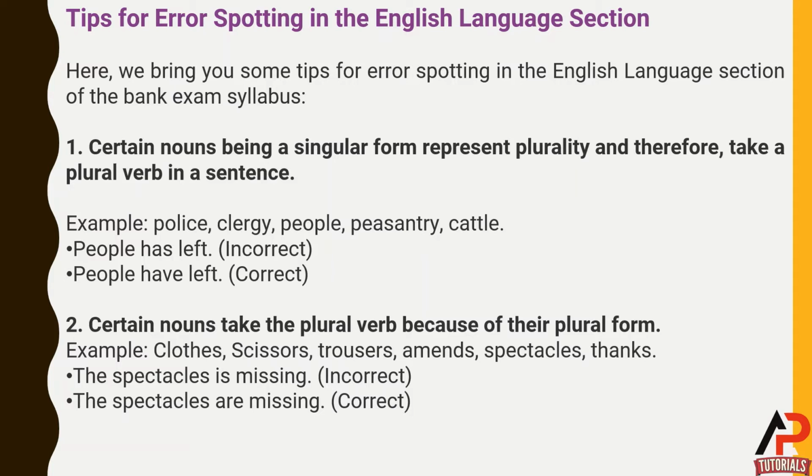So here are some examples to help you understand better. The spectacles is missing. As you know, when we are using plural nouns, we don't use is, we use are. So we will replace is with are. So the correct answer will be, the spectacles are missing.